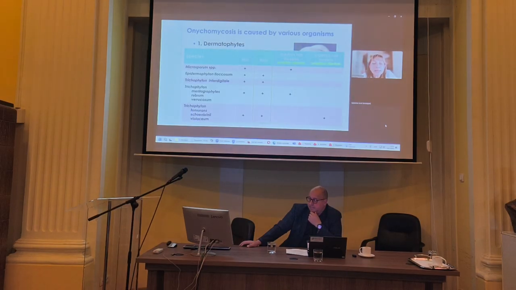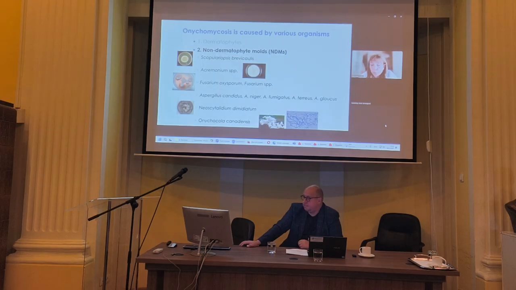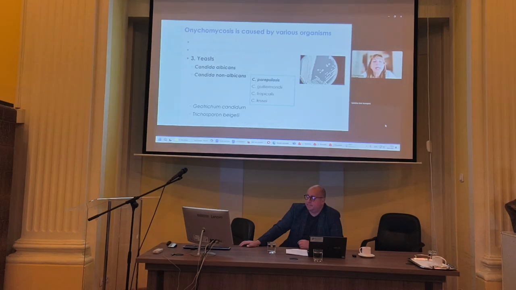The first causes are dermatophytes, especially Trichophyton rubrum, but also the Trichophyton mentagrophytes complex, and especially Trichophyton interdigitale. As you see here, except Trichophyton, also Epidermophyton floccosum can cause onychomycosis, but not Microsporum. As regards non-dermatophyte molds, we have Scopulariopsis brevicaulis, different species of Acremonium, Fusarium, Aspergillus, Neoscytalidium, and also Onychocola canadensis. As regards yeasts, we have especially Candida albicans, and among Candida non-albicans, especially Candida parapsilosis.